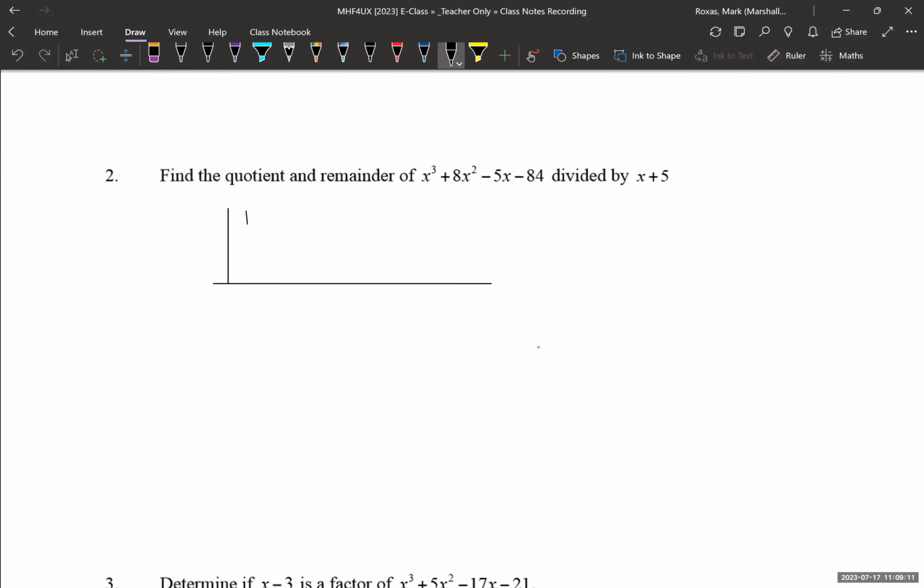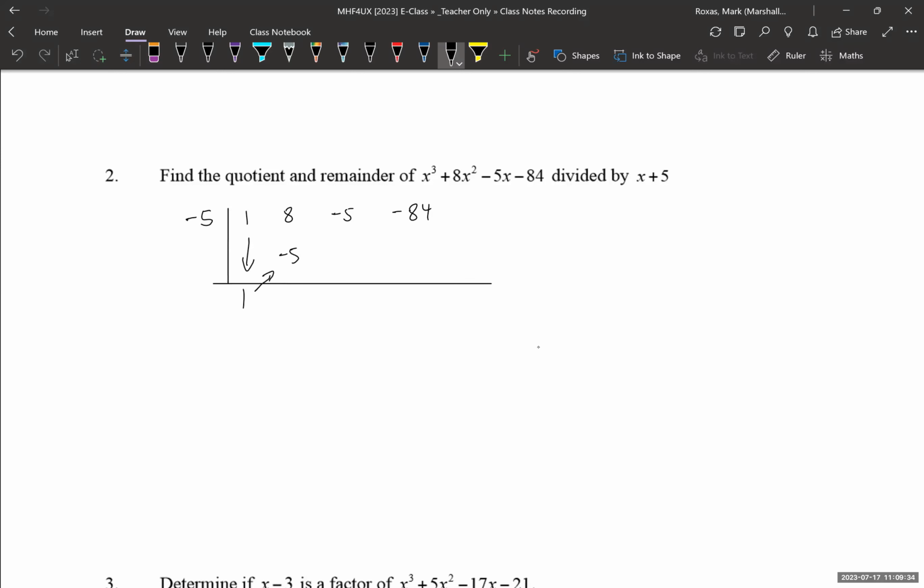So x cubed has a coefficient of 1. And we have 8 for the x squared term, and a minus 5 for the x term, and then a minus 84 for the last constant term. And make sure you're not missing any factors in between. And then the division by x plus 5 means here on the left side, I'm going to write a minus 5.